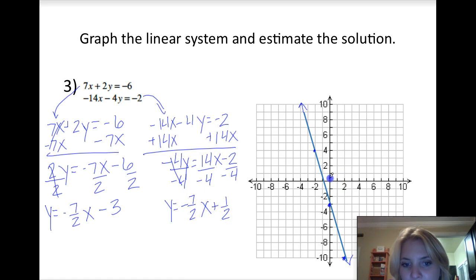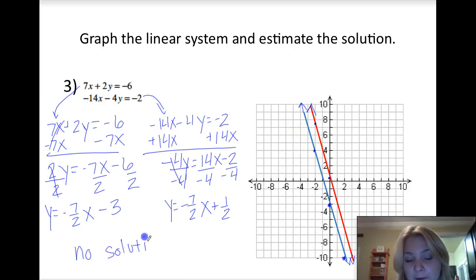So we'll go up 1/2, and then we'll go up 7 units to the left 2, and then we also can go down 7 units to the right 2. Alright, now let's take a look at these lines. These lines are parallel, meaning they will never intersect. So we have no solution here.